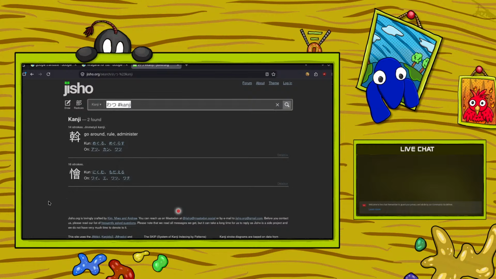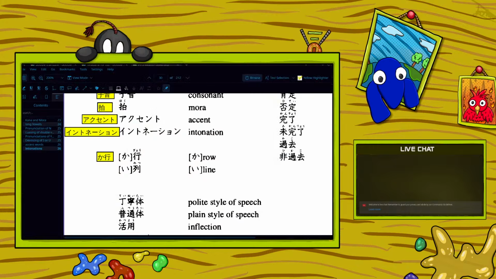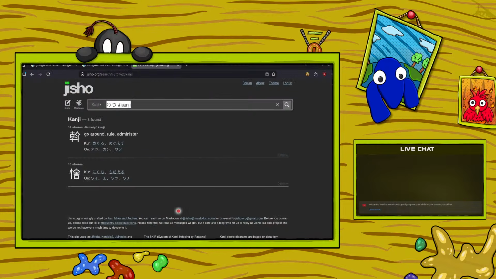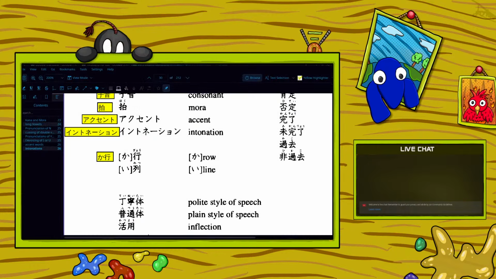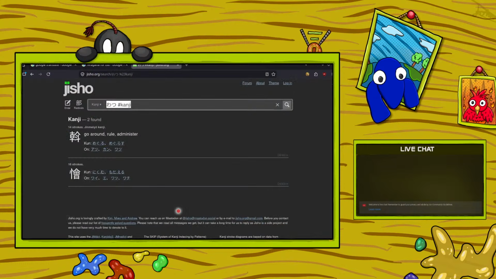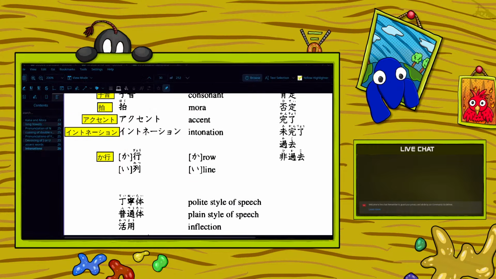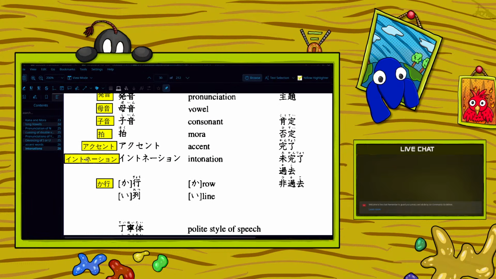So go around, rule, and that one. Let's see if this is indeed a thing. We're looking for a way different one. So we're not looking at this one. Alright, so it's definitely wrong. That means we're dealing with something that I cannot find in the vocabulary that quickly. I can look it up if we already had it beforehand.